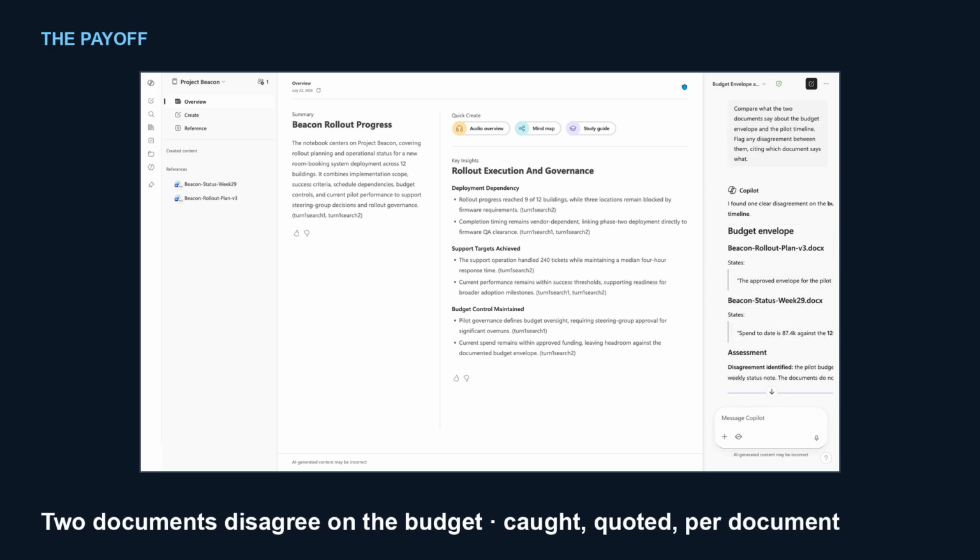And here is why you pin documents together instead of reading them one at a time. We asked 1 question across both. What do they say about the budget, and do they agree? The answer quotes each document by name, line for line, and then says it plainly: disagreement identified. The status note assumes a 120,000 envelope. The plan says 110, 10,000 apart, and neither document knows it.